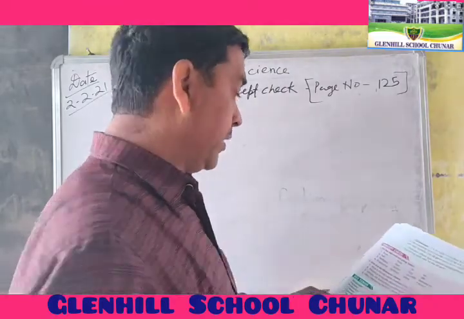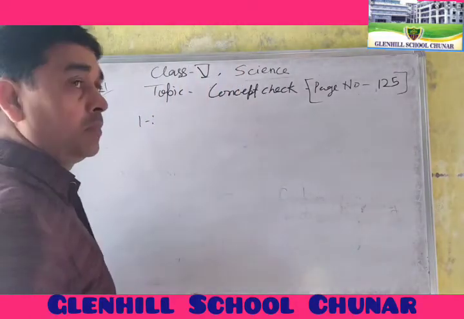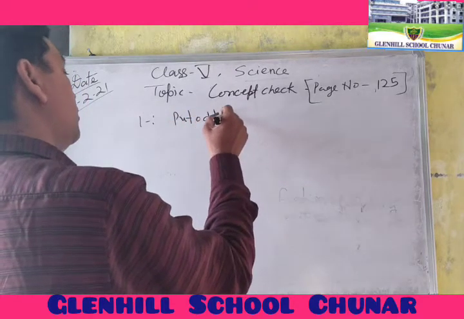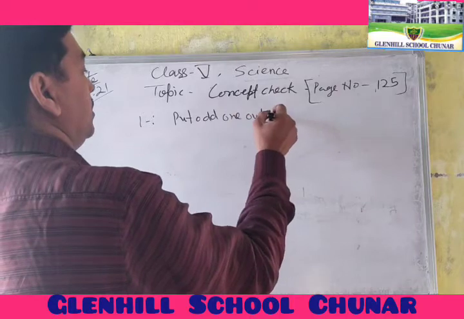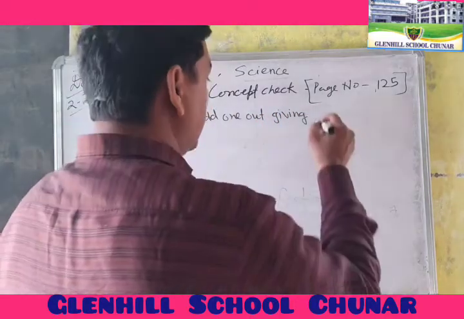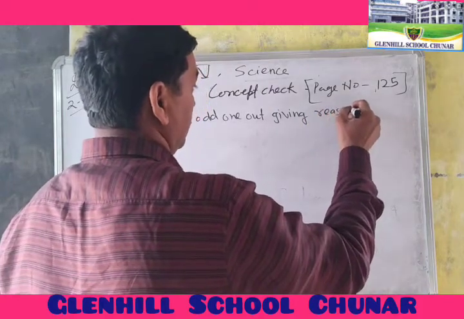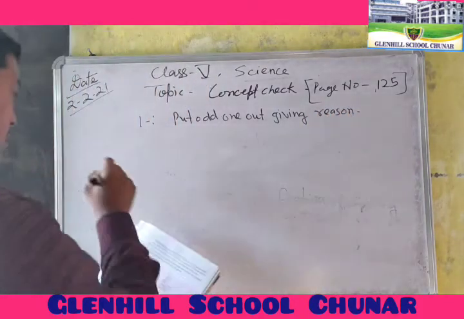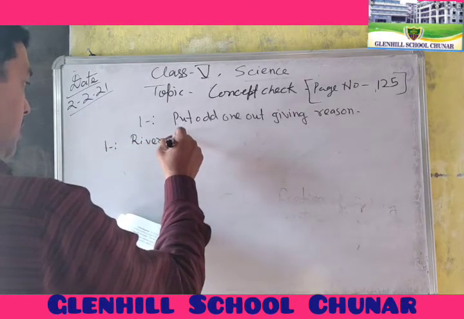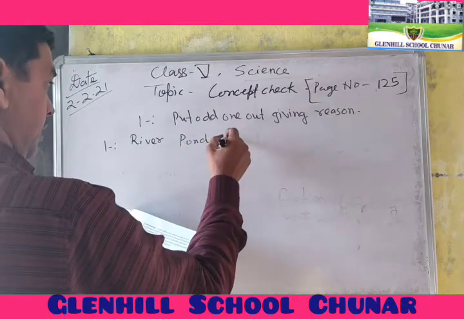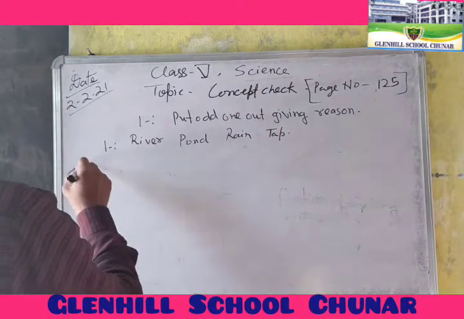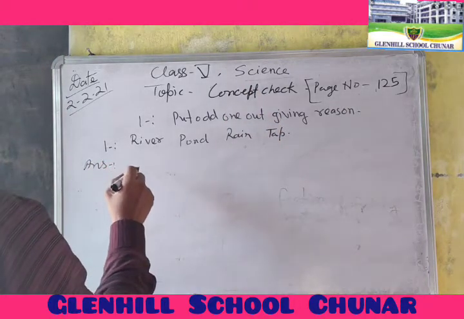Put the odd one out, giving reason. Write down in your classwork copy. First: river, pond, rain, tide. Answer: rain.